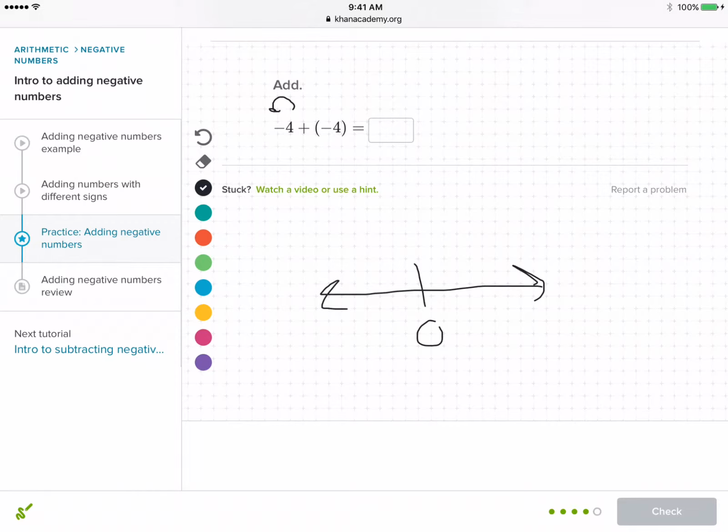I'm going to look to the future, -4, and then I'm going to look to the future and I have another -4. So since they're both on the same side, I'm going to go ahead and add 4 plus 4, and they're on the negative side of my number line, so it's going to be -8.